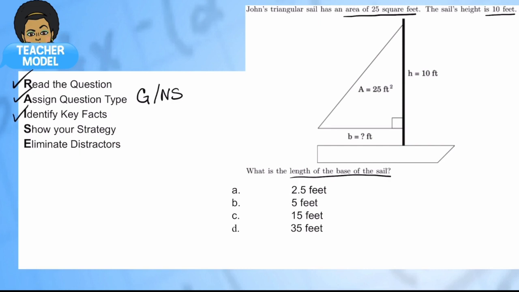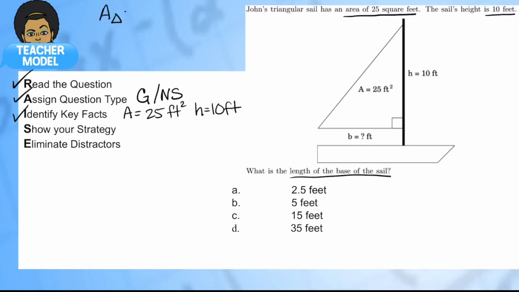Let's look at our key facts. We know what the area is, 25 square feet. And we know what the height is, 10 feet. We just don't know what the base is. And if you have a reference sheet, we also know that the area of a triangle will be important for this. So I'm going to write the area, and there are two formulas that usually get seen.